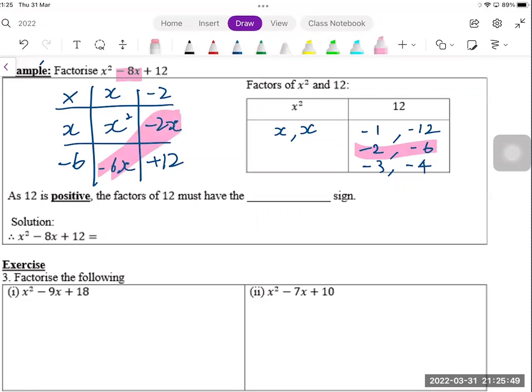If you see that both are positive numbers and you can't get your answer, then you need to realize that you need to do a negative times negative. As 12 is positive, the factors of 12 must have the negative sign. So the solution, when factorized, is x minus 2, x minus 6.